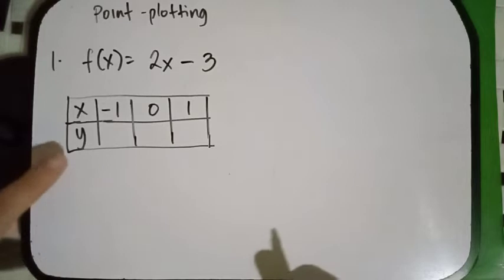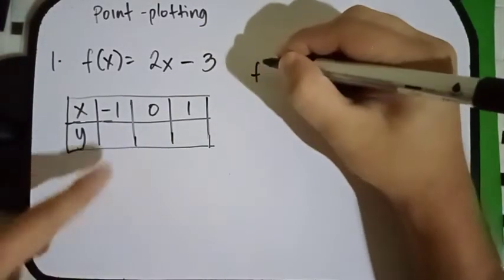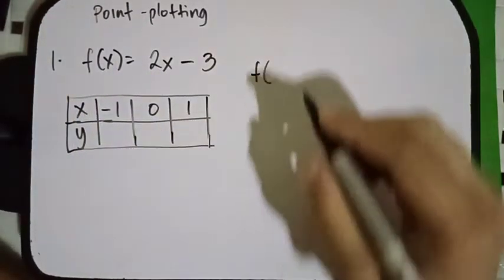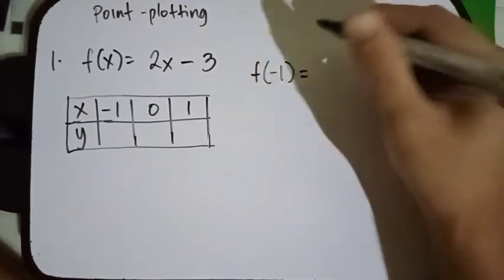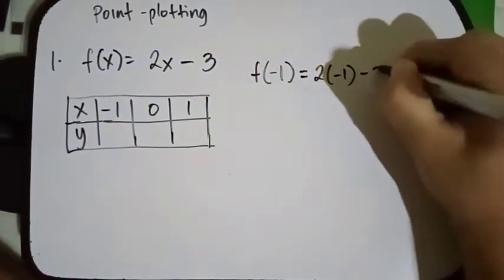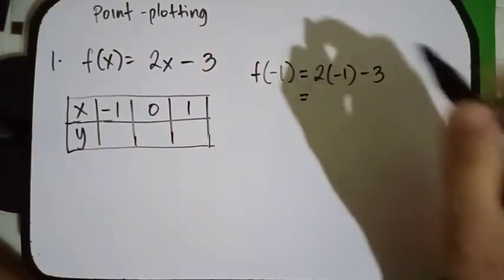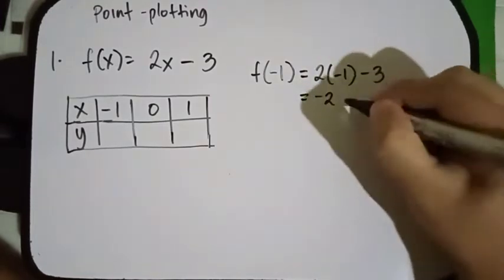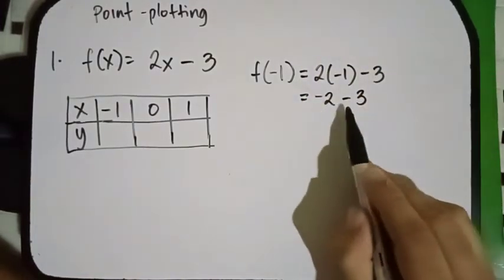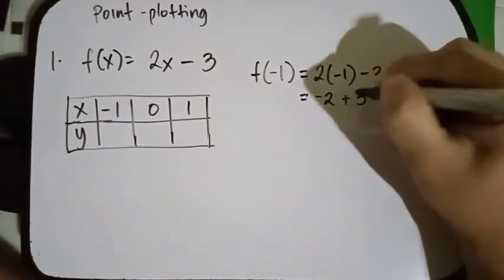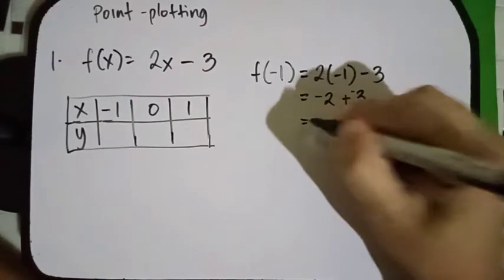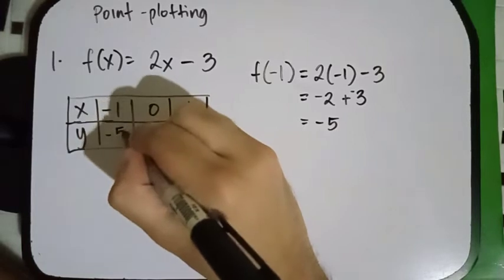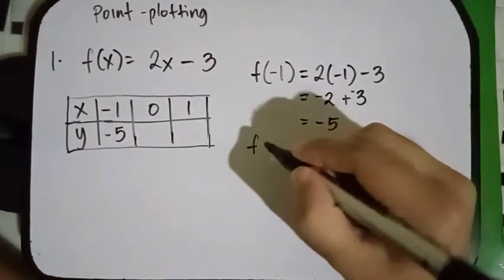Okay, para magawa natin, unahin muna natin yung negative 1, no? So yung x, papalitan natin ng negative 1. So we have f of negative 1 equals 2 times negative 1 minus 3. Okay, and then saka natin i-simplify. So 2 times negative 1 is negative 2, and then minus 3. So negative 2 minus 3, so gawin nating addition. So negative 2 plus negative 3, that is negative 5. So ayan po yung first point natin, no? So negative 5.